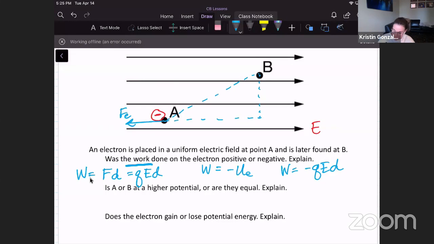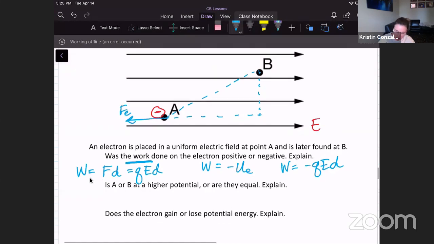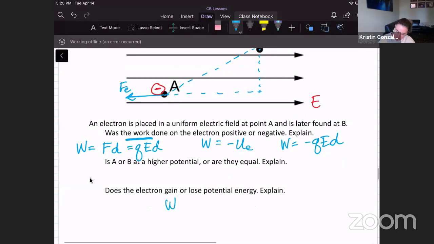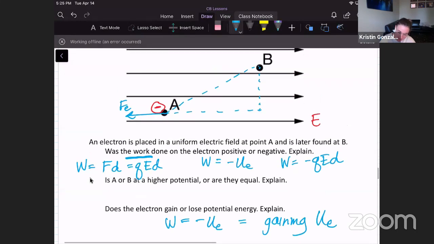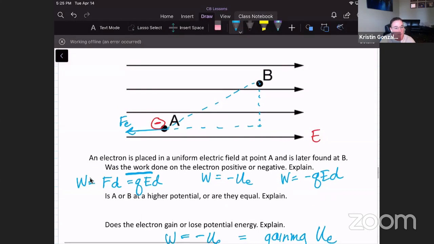Okay, but is it going to gain or lose potential energy? Well, if work is equal to the negative change in energy, and if work is negative, then that means we are going to be gaining potential energy. Okay, and then is A or B at a higher potential? Well, we know those field lines always run from a higher to a lower potential, and so B would be at a lower potential.